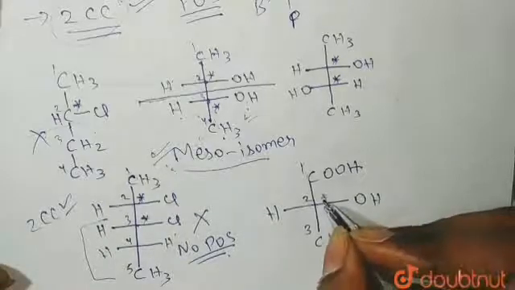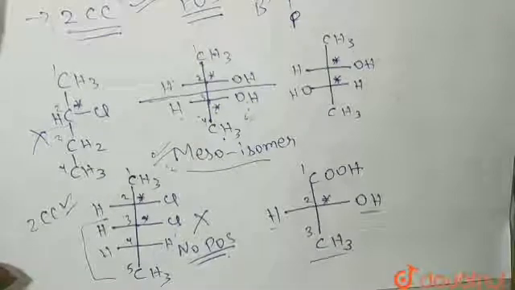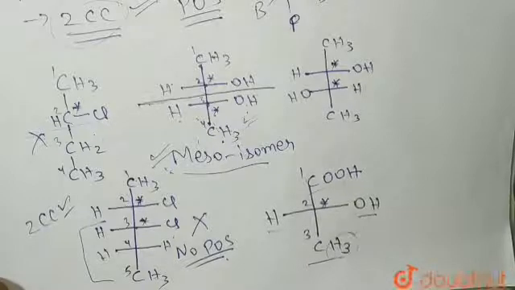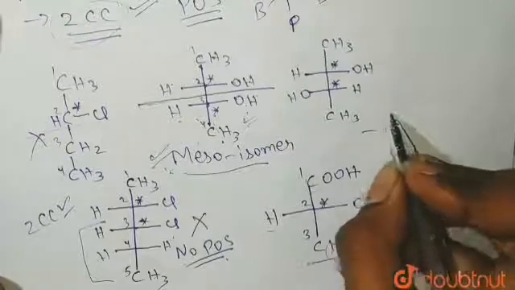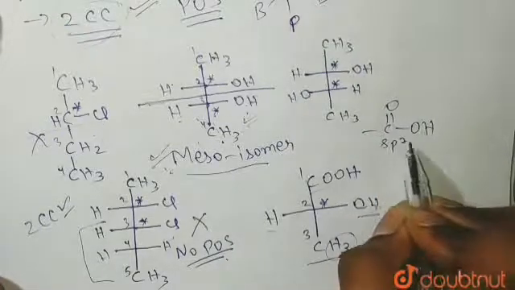Okay, so now if you see how many chiral centers are there. Carbon number 2 is a chiral center. Why? Because OH is there, H, CH3 and COOH. All 4 different substituents. Is this carbon a chiral center? No, because it has 3 same hydrogen atoms. Is this carbon a chiral center? No, because this carbon is sp2 hybridized.